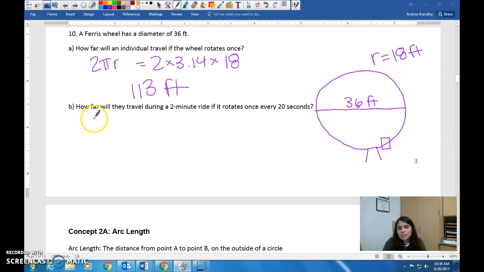The second part of the question is, how far will he travel during a 2-minute ride if it rotates every 20 seconds? Okay, so I need to figure out how many times I'm going to rotate in 2 minutes if I rotate once every 20 seconds. So first I'm just going to think of 1 minute. There's 60 seconds in 1 minute. So there are 3 20-second sections in 1 minute, because 20 times 3 is 60. So if there's 3 in 1 minute, that would mean there's 6 in 2 minutes. So if it rotates every 20 seconds for 2 minutes, it's going to rotate 6 times.